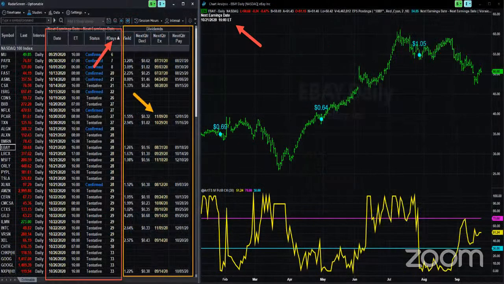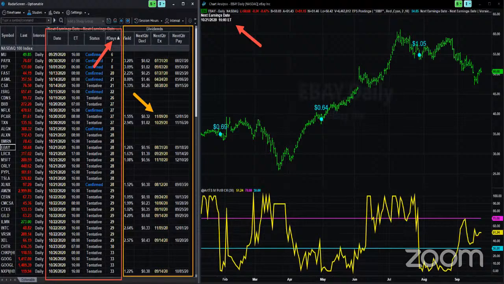So on the right is just a regular chart. And just for fun, I put the volatility %R indicator at the bottom there. So that's the Williams %R IV indicator, just so I have something down there. You can see the earnings announcements on the bars there. This is eBay, a daily chart.